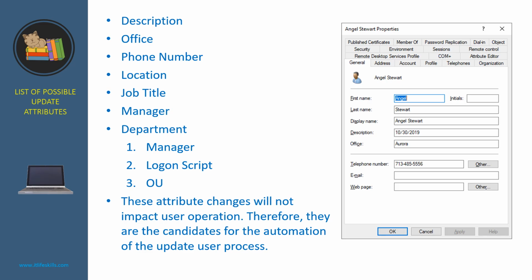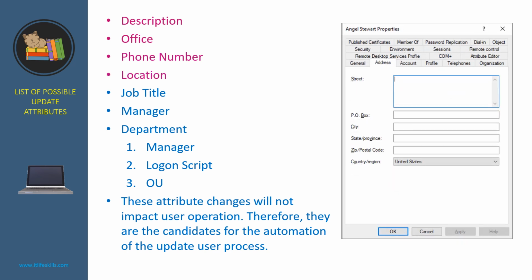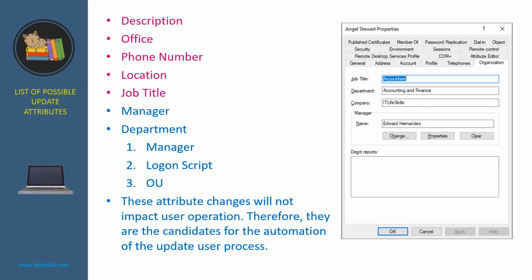In IT life skills, the description is the hire date, which is rarely changed. However, a correction may still happen. Users in IT life skills sometimes change their offices or telephone numbers. Some users get relocated to different locations and they usually change their job titles. Occasionally, their managers are also changed.